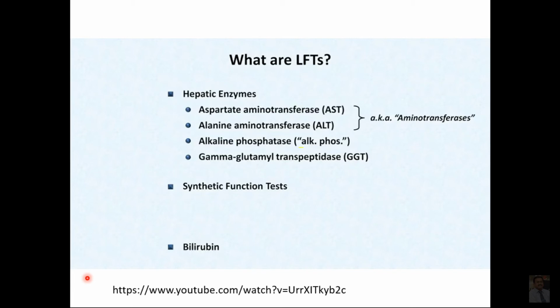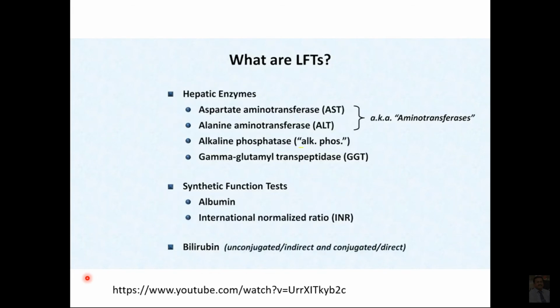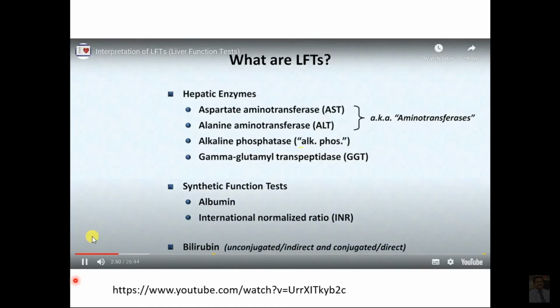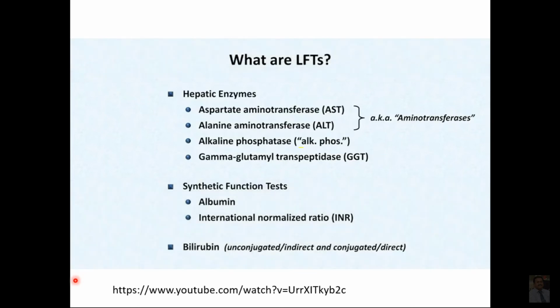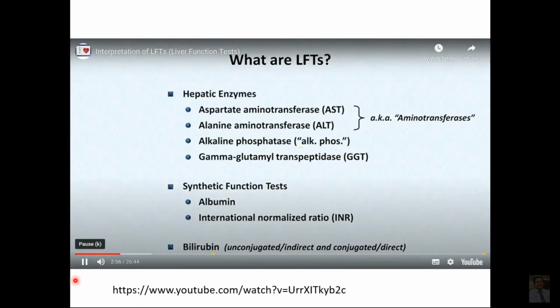Tests of synthetic function, that is how well the liver can synthesize new compounds, particularly proteins, include serum albumin and something called the International Normalized Ratio, or INR. And last, bilirubin is subdivided into unconjugated bilirubin, also known as indirect bilirubin, and conjugated or direct bilirubin. Although the indirect and direct terminology is still used in some textbooks and labs, it is based on an outdated lab assay technique and has nothing to do with physiology.